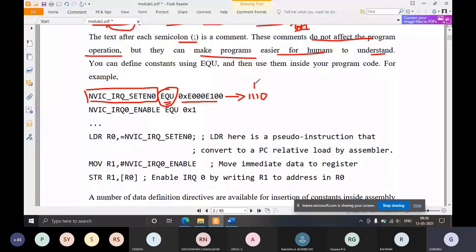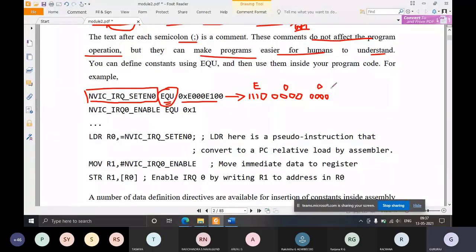Followed by the 0. As I told, each character will be represented using 4 bits in binary. That is how you convert from hexadecimal to binary. These conversions you already know. So this is 0. E is 1110, then one more 0 is there, so again 4 zeros: 0 0 0 0.